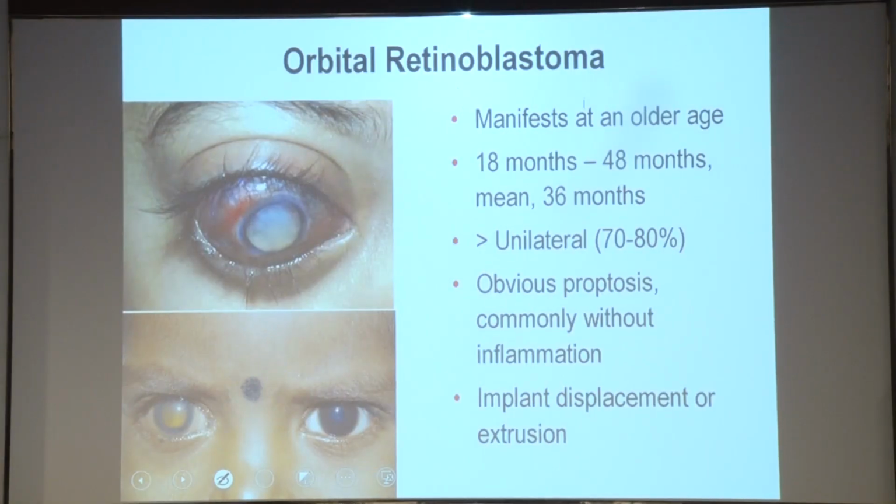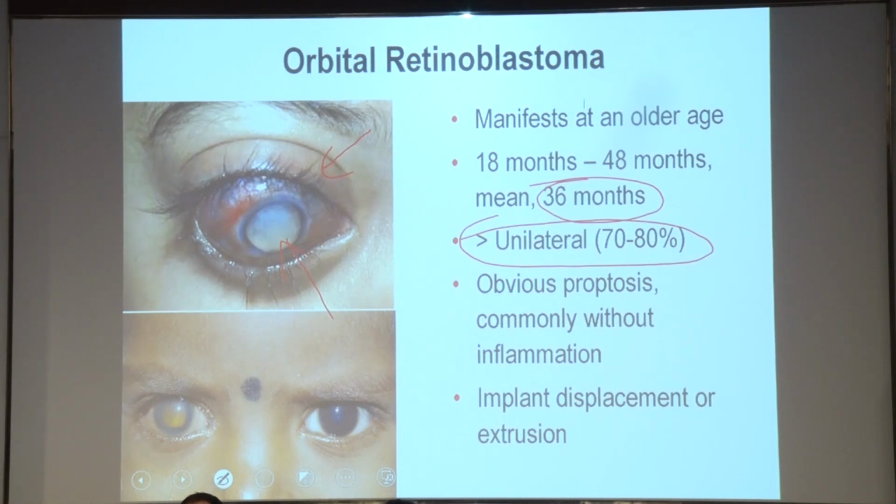These are some of the known facts about orbital RB. It manifests in older children. You don't see infants with orbital RB because it takes time to grow. Mean age is about 3 years. Most of them are unilateral. Unilateral retinoblastoma is often missed. In bilateral cases, because of poor visual responses, parents may take the child to a pediatrician or an ophthalmologist, whereas in unilateral cases, the other eye being normal, children may keep seeing well until the retinoblastoma is advanced and breaks out into orbital RB, or obvious proptosis like this without inflammation. So if you see proptosis with flat lids without lid edema, most likely it is orbital RB.